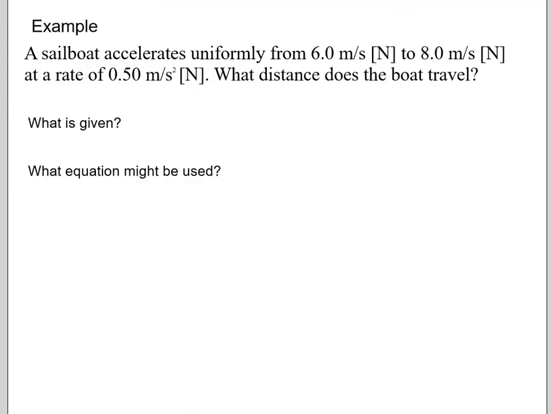So let's try another one. A sailboat accelerates uniformly from 6 meters per second. When I do these, I like to write things down as I go.